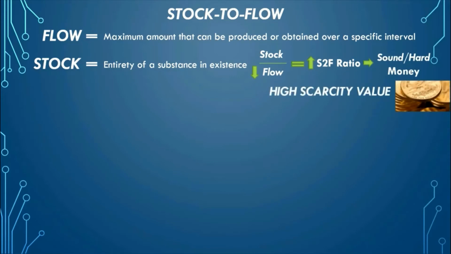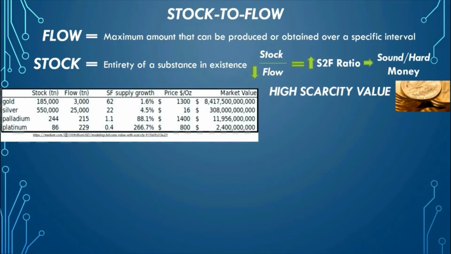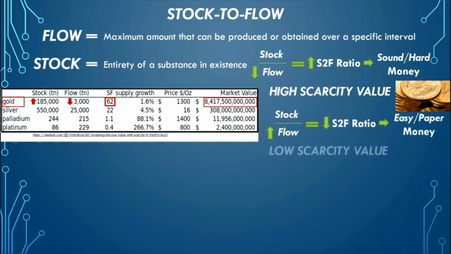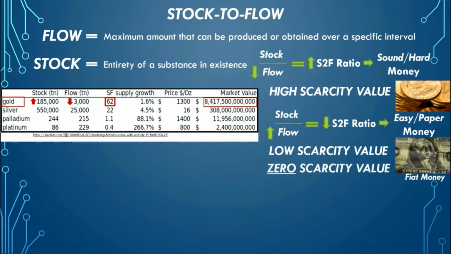with high scarcity value. So looking at this table of precious metals, we can see gold has the highest stock-to-flow ratio of 62, which corresponds with the highest market value of nearly $8.5 trillion, precisely because it has a high stock and a low flow. On the other hand, a high flow and a low stock-to-flow ratio corresponds with easy or paper money, which has low scarcity value. Well, truth be told, fiat money issued by any government has zero scarcity value.